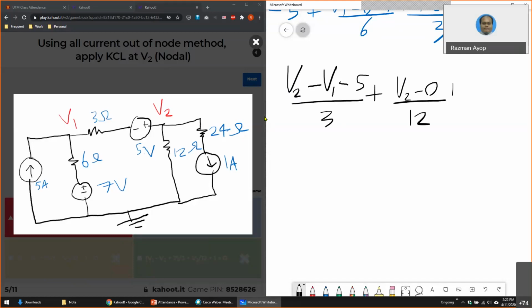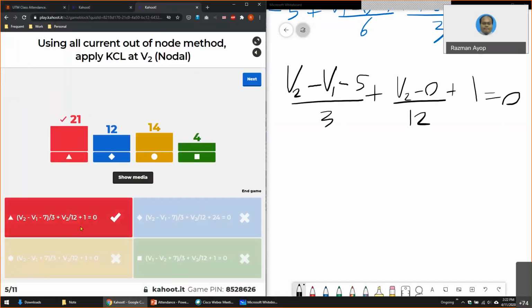Then plus V2 minus 0. For this case, you have a current source, so you don't have to write anything. You just copy it, because the direction of the current source is going out of the node. So just copy it, equal to 1, equals to 0. So this is the answer.